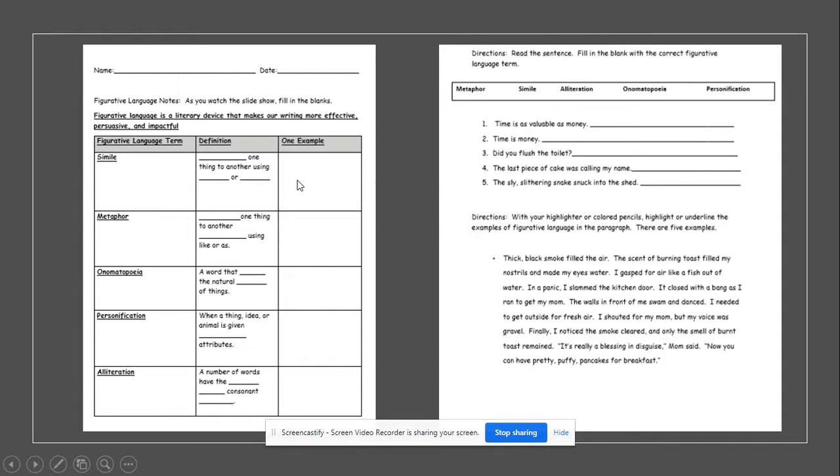After we are finished with this side, getting our definitions, we're going to practice a little bit on the second side. You can see here you have a word bank. We have some sentences that we're going to look at, and then we're going to read a paragraph and try to identify figurative language within context.